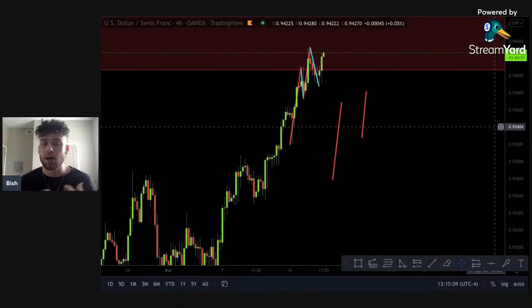So now all I have to do is wait for that entry signal into the trade, which once again is one of two things for me. It's either going to be a double top, that relief pattern, or a head and shoulders, that reversal pattern.